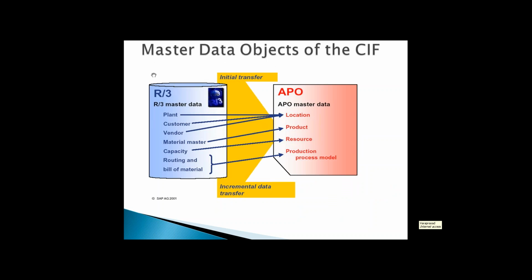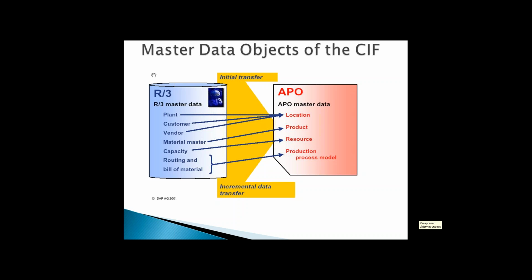So these are the master data objects of the CIF. Most of the people know that the master data is created in ECC, like plant you are creating, defining. Creating means defining. Customer is created, vendor, all these masters are created in ECC. So as we are integrated with ECC and APO, there is no need to create the same data in the APO again. The same data will be transferred or moved to APO. Whatever data you require for planning, not all the master data, those master data will be moved or transferred to APO from ECC.